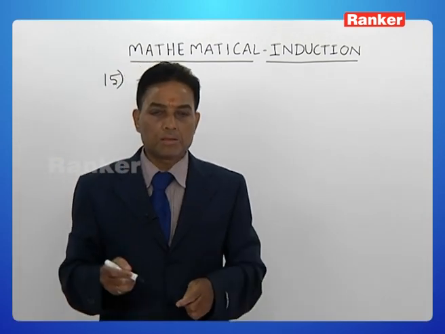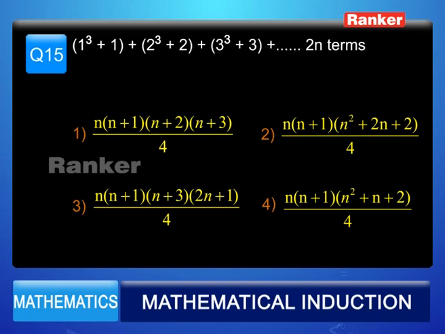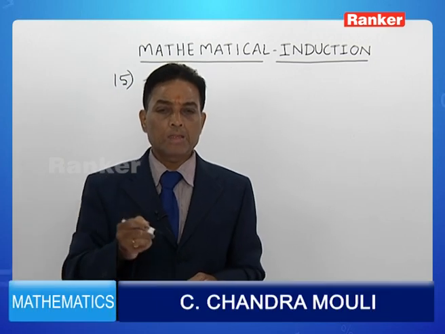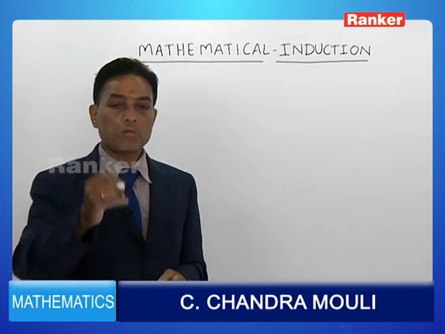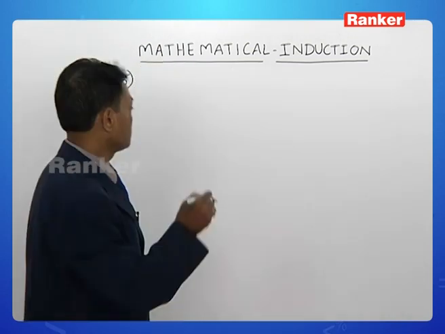Now question number 15. First bracket 1 cube plus 1, second bracket 2 cube plus 2, third bracket 3 cube plus 3 and so on up to 2n terms. So automatically 2n terms will be there, and what is the right answer? 4 options are given. Let us see what is the right option to this question.